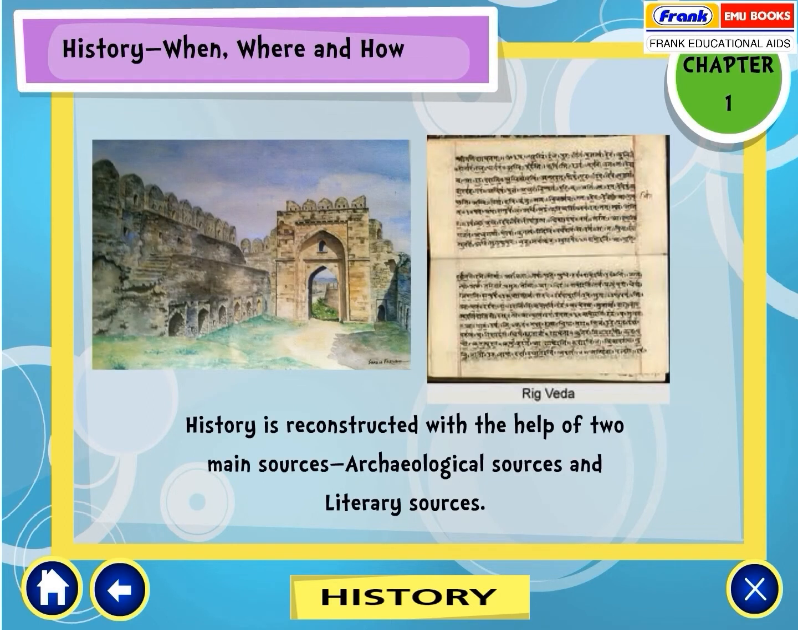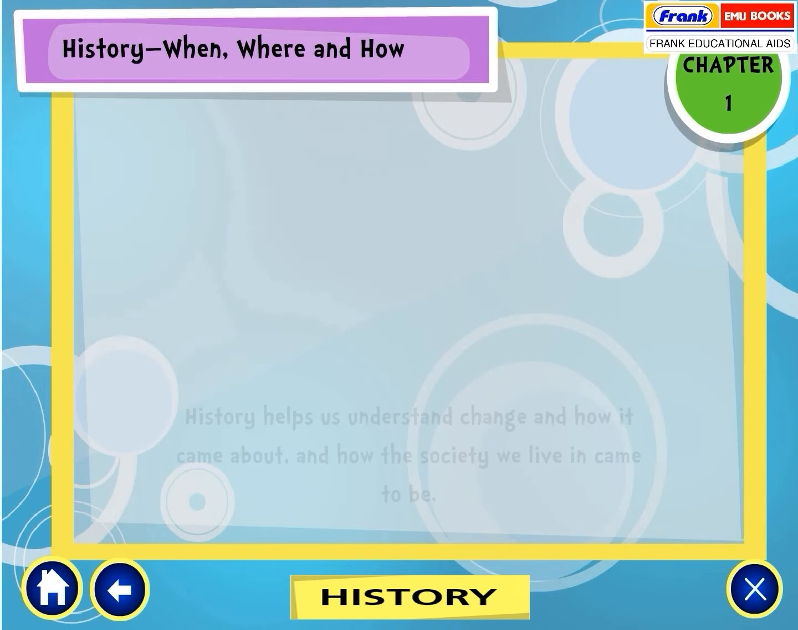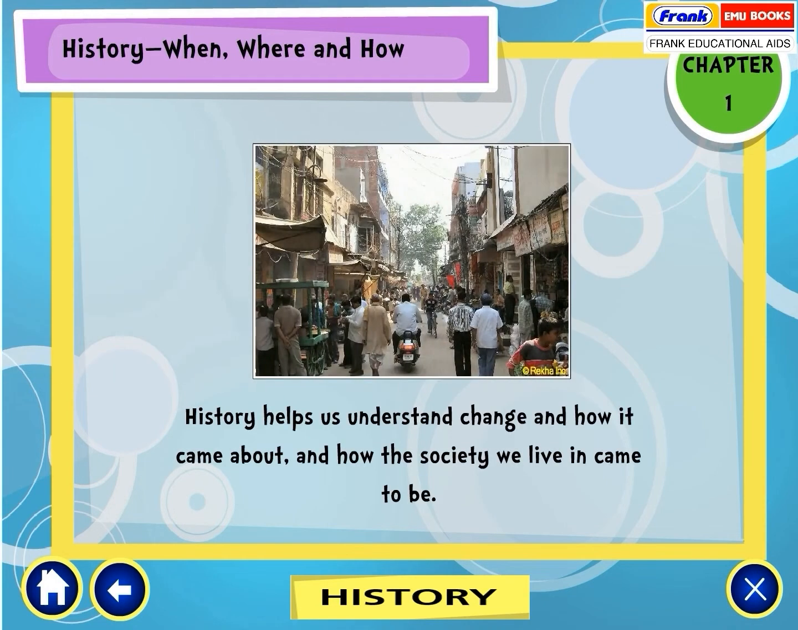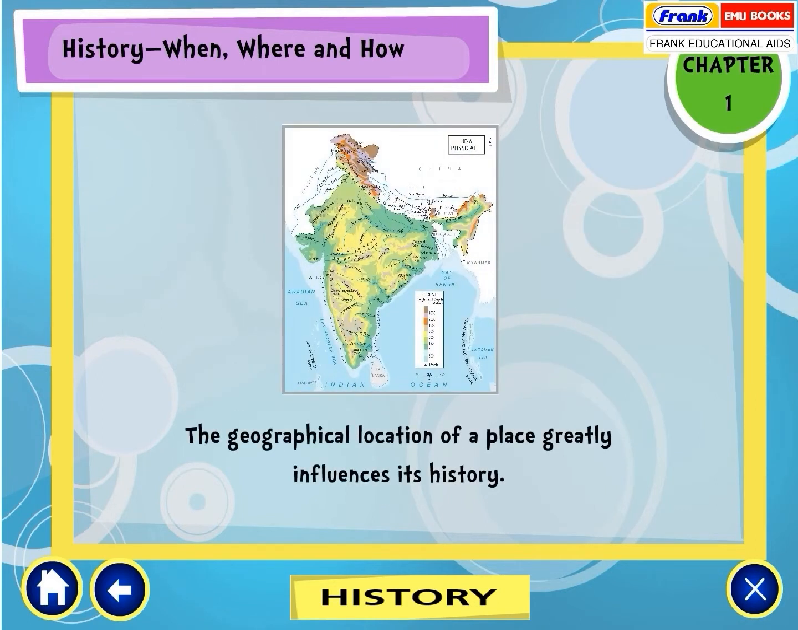History is reconstructed with the help of two main sources, archaeological sources and literary sources. History helps us understand change and how it came about and how the society we live in came to be. The geographical location of a place greatly influences its history.